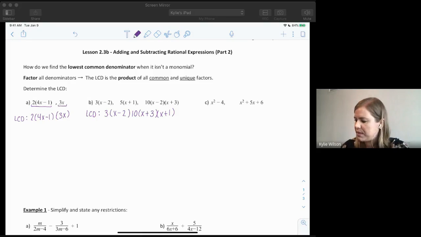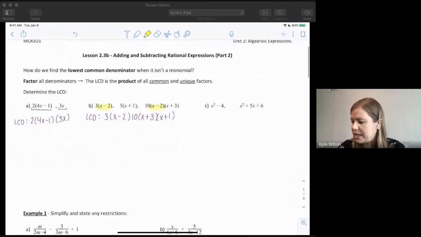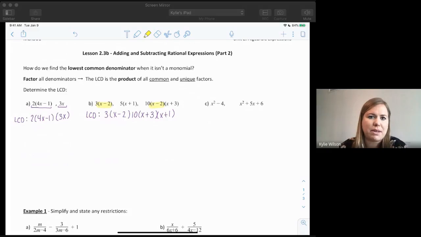Let's do one more. When we're finding our lowest common denominator, we're multiplying things, and it's a lot easier to multiply things when they are factored, because we're trying to find the lowest common denominator. Similar to over here, how I already had an x minus 2, I don't want to double up on them if I don't have to. So let's start by factoring these. x squared minus 4 is a difference of squares, so that factors to x plus 2, x minus 2.